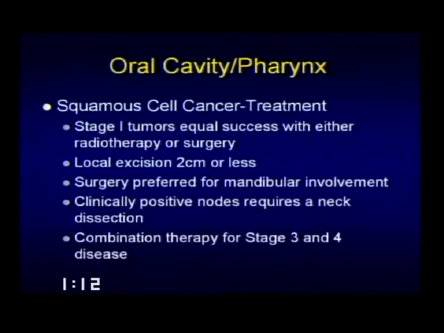So going back to my slide here, surgery is preferred for mandibular involvement. That is true because the bone is going to be less sensitive to treatment from radiotherapy. Clinically positive nodes require a neck dissection. And for the majority of cases that are stage 3 and 4, there's going to be a combination of therapy that involves surgical resection followed by postoperative irradiation.